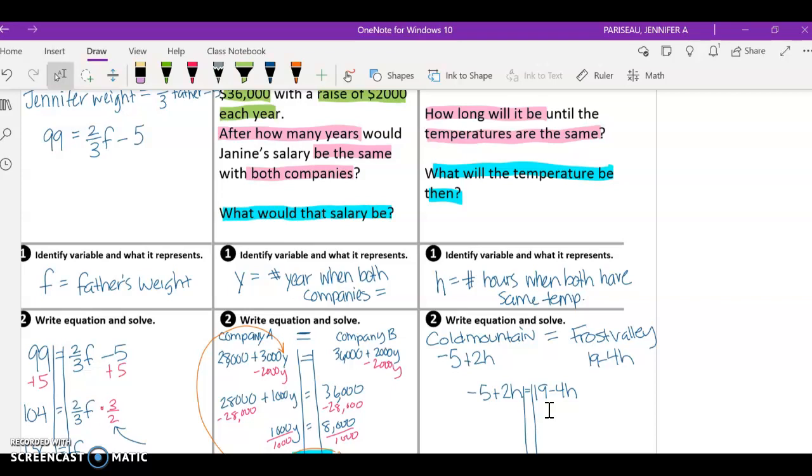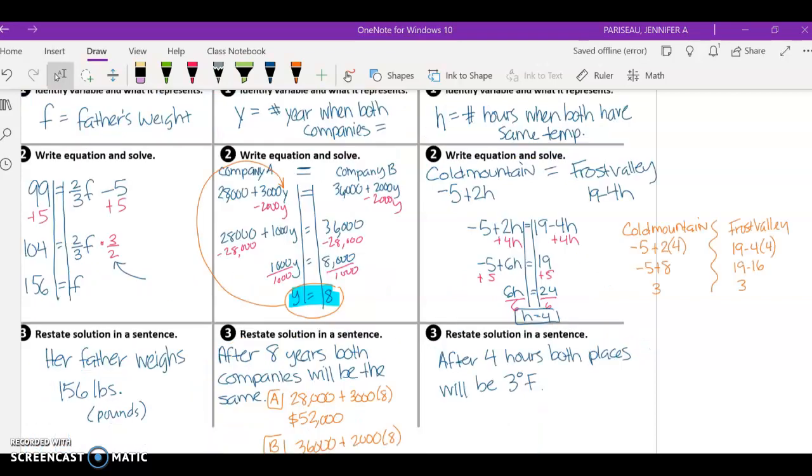If you need some time to catch up, okay, just pause and finish solving and make any corrections that you need to. Okay, and here are the final steps for finishing this up. So we solved and we got H equals 4. And remember, H stood for the number of hours when they're the same. So after 4 hours, Cold Mountain will be the same as Frost Valley as far as temperature.